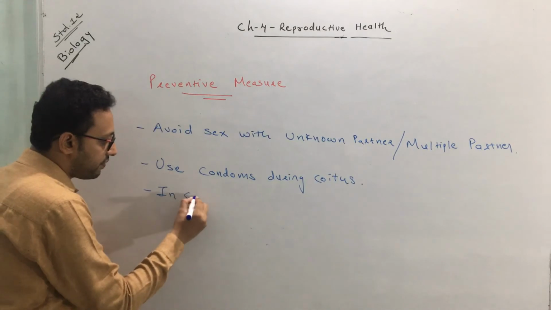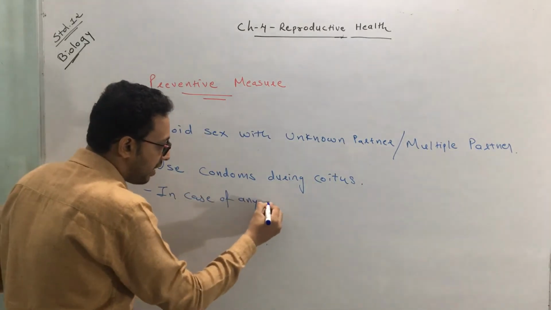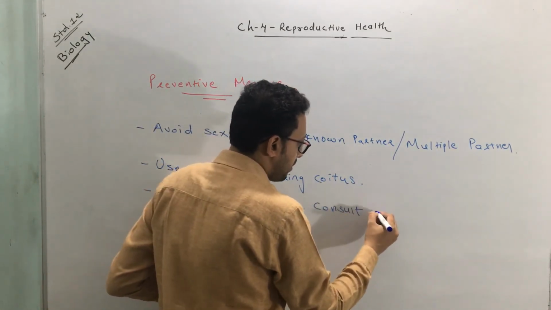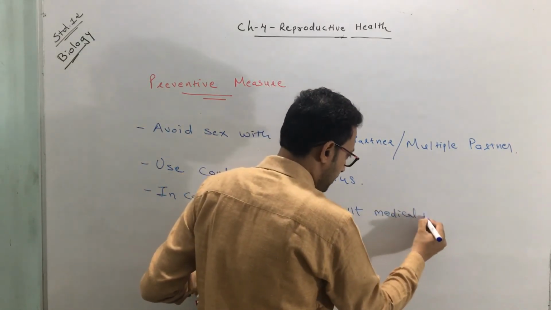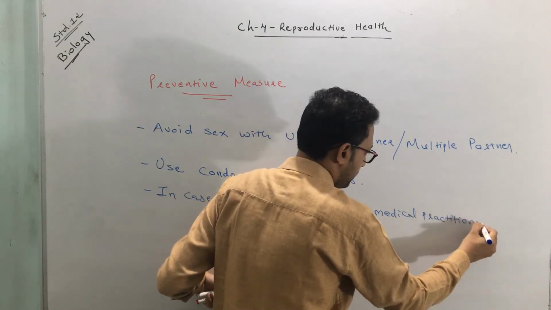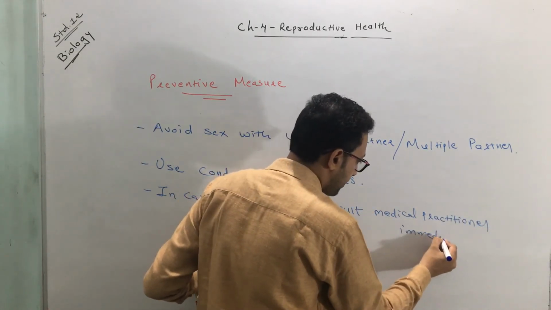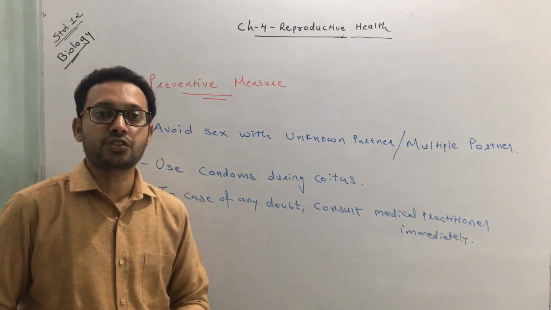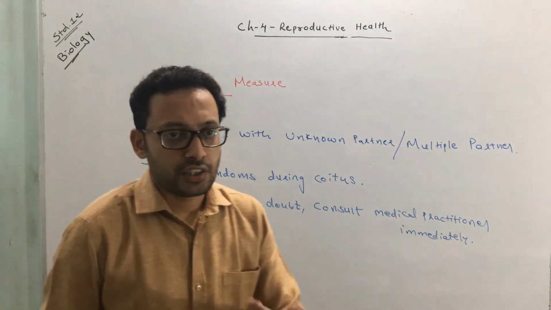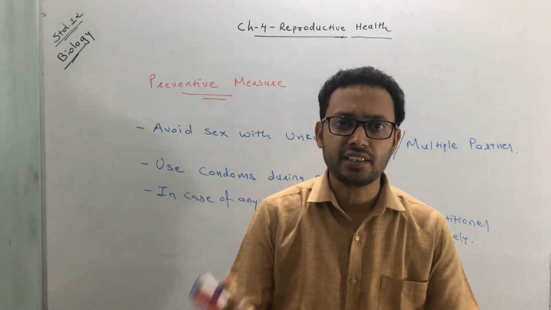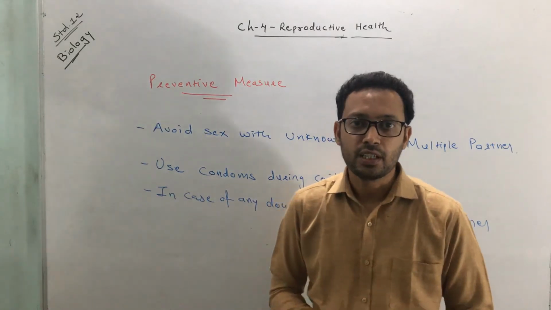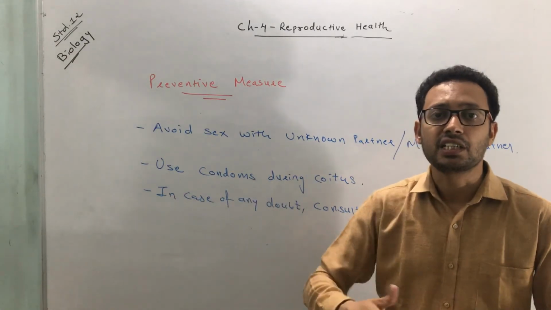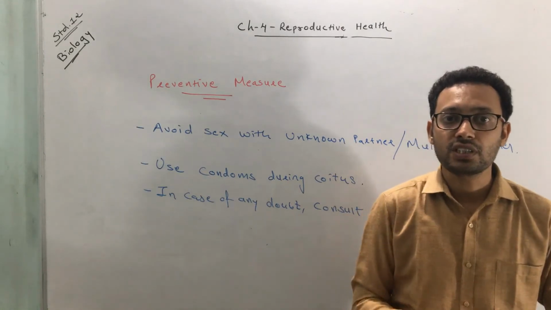Third, in case of any doubt, consult a medical or expert medical practitioner immediately. Do not wait. Consult the medical or expert medical professional immediately. The doctor will say whether the person has a disease or not. That the doctor will say. It's the duty of the doctor. You don't have to worry, but you don't have to wait, because if you wait, then the chances of complication are very high, and the chances of cure are also less. If you are late, the chances of cure are also less.